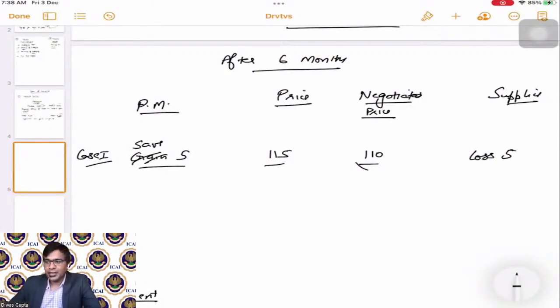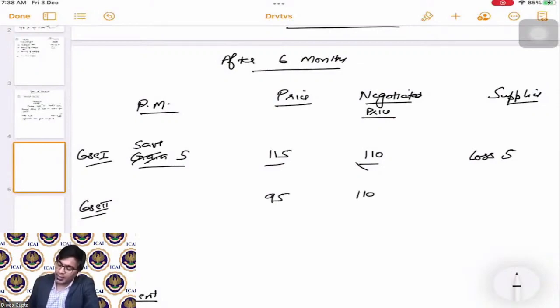Is this clear? The derivatives on the forward settlement. Now let us take case 2. Case 2, let us assume that the price comes as 110 is the negotiated price, and 95 comes as the price after 6 months. Now what will happen? Once the price comes as 95 after 6 months, what will the procurement manager say?